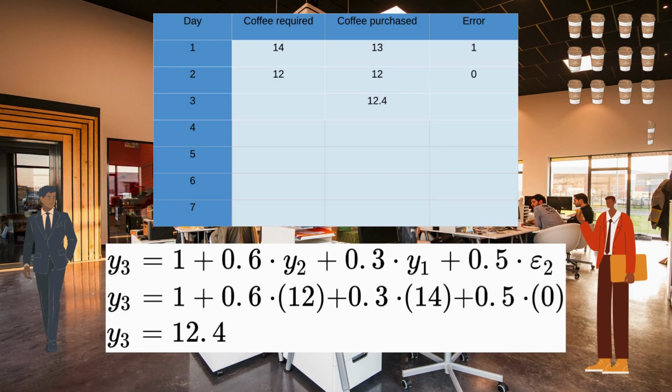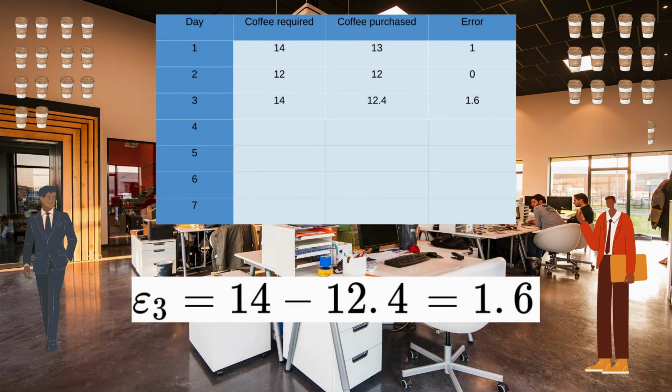Therefore, Y3 is equal to 1 + 0.6 × Y2 + 0.3 × Y1 + 0.5 × epsilon 2. Here, Y2 is the coffee that was required on day 2 and Y1 is the coffee that was required on day 1. Epsilon 2 is the error on day 2. Therefore, Y3 is equal to 1 + 0.6 × 12 + 0.3 × 14 + 0.5 × 0. Therefore, Y3, that is the coffee that you will purchase on day 3, is equal to 12.4. For this example, we consider that the fractional values are also valid.